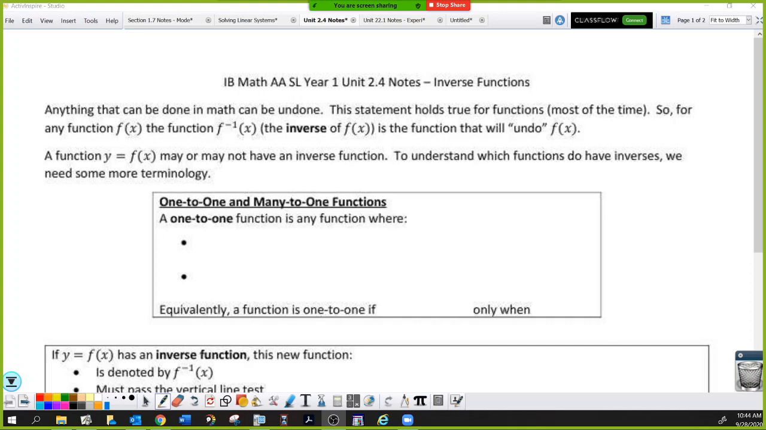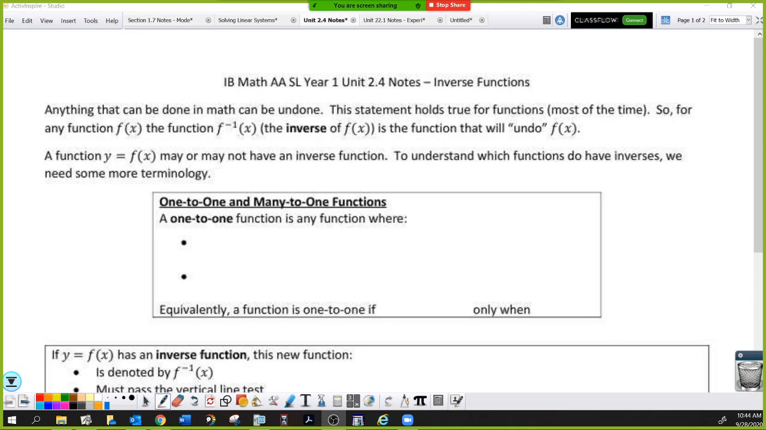Any function f of x has an inverse function, as long as you follow some rules. I have to say that caveat. So any function f of x has the function f inverse of x, which is how that little -1 is pronounced. It's f inverse of x. That will quote unquote undo f of x. It'll undo all the operations that f of x did to the x.